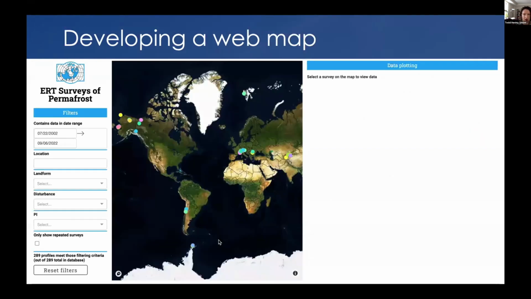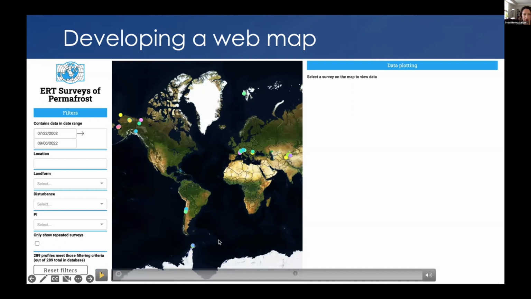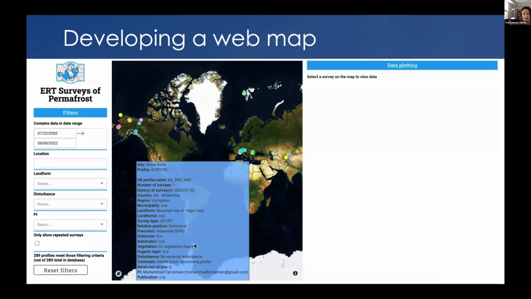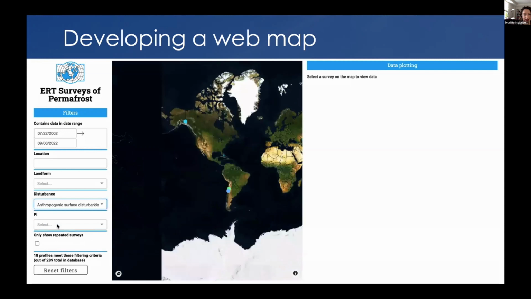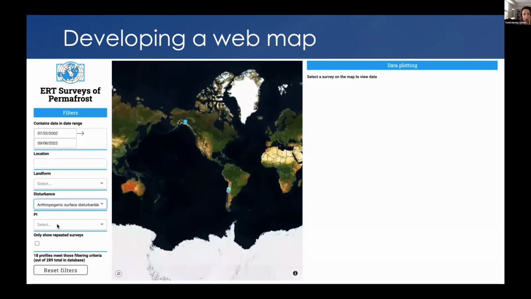We've also been working on a website. So this is not up yet, but we hope it will be soon. But I'll just give you a super quick demo of what this will look like. So we have a map of all the surveys. If you hover over one of those little dots, you can see metadata about that profile. And then we'll also be able to search the database based on a number of different filtering parameters. So here I'll just search for sites as an example that have some kind of anthropogenic surface disturbance. And I can see that there are 18 profiles that meet that criteria.